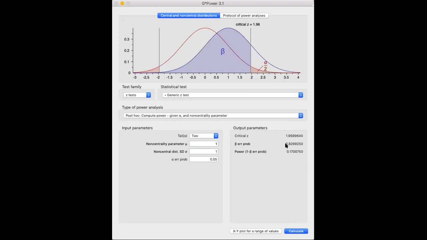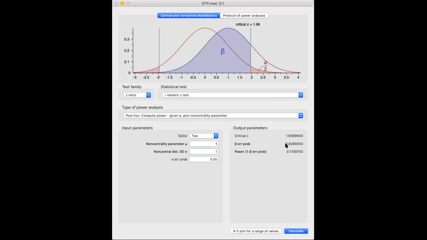So we see that the beta error probability is 0.082, which means that we're testing a z distribution that has a mean of 1 against a z distribution that has a mean of 0, okay? And again, we know there's a difference, right? In this case, the alternative hypothesis is true. We know there's a difference between these two distributions, and that difference is 1 z-score.